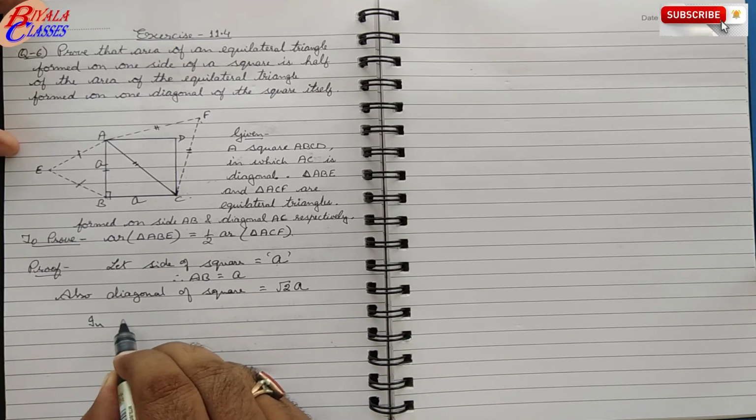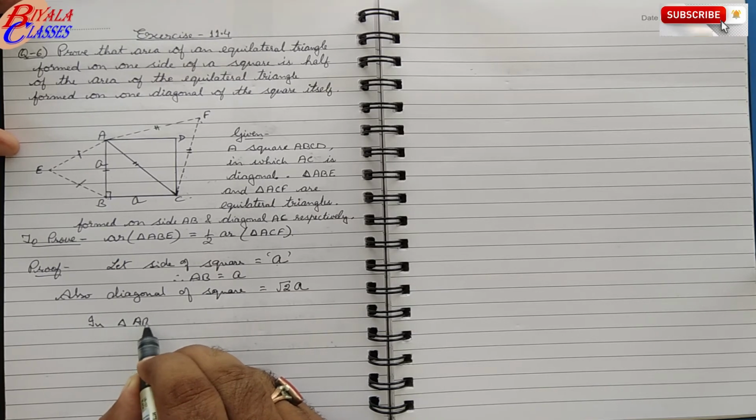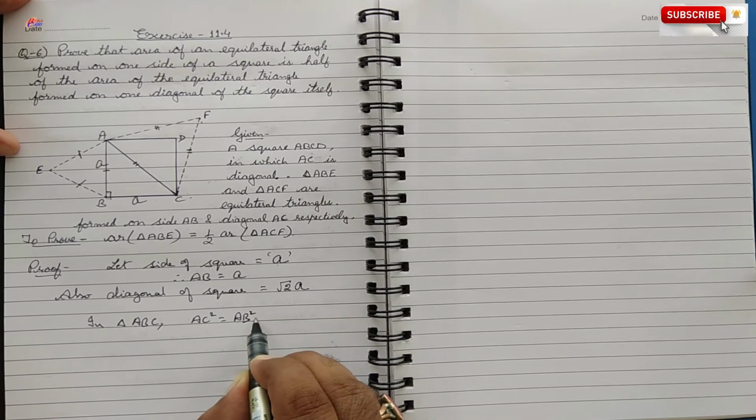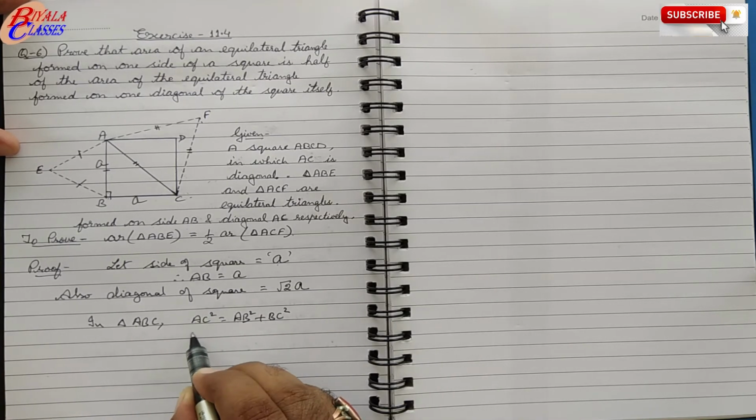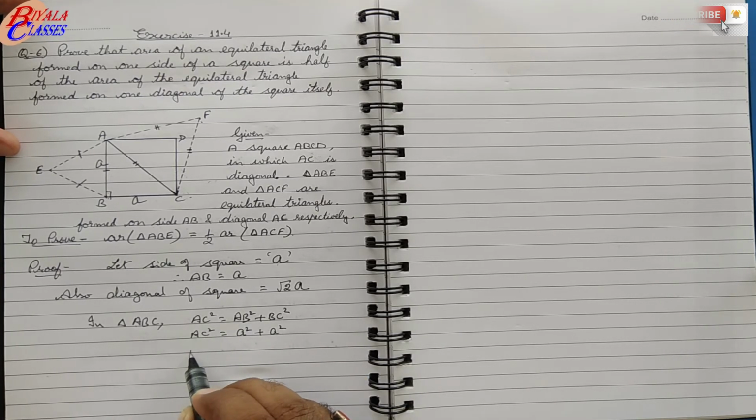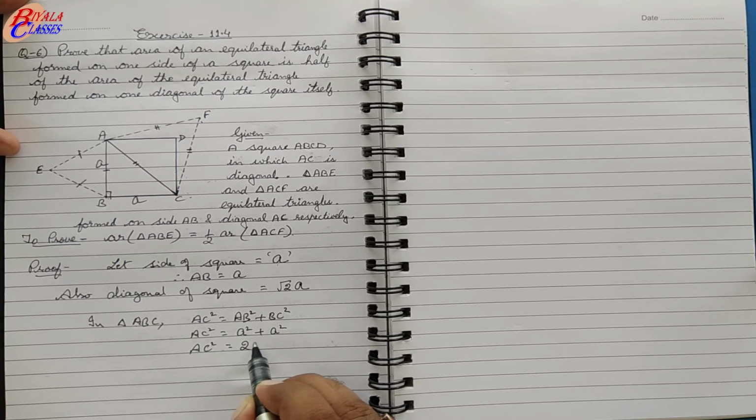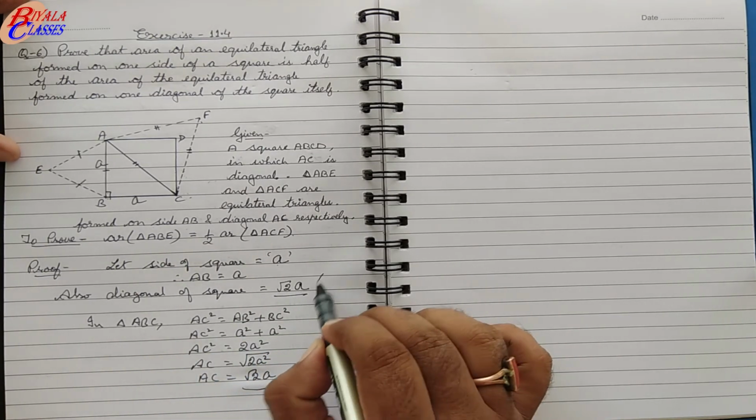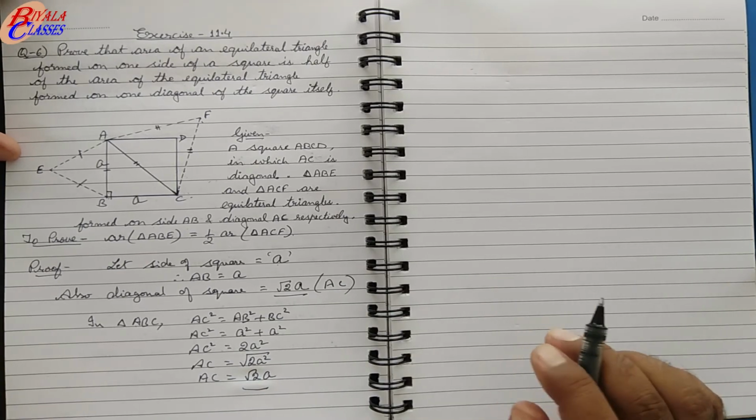If not this, then you can do it like this. In triangle ABC, AC squared equals AB squared plus BC squared. So AC squared equals A squared plus A squared. AC squared equals 2A squared, and AC is equal to square root of 2A squared, that is AC is equal to under root 2A. So it is one and the same thing. So here the diagonal is AC.